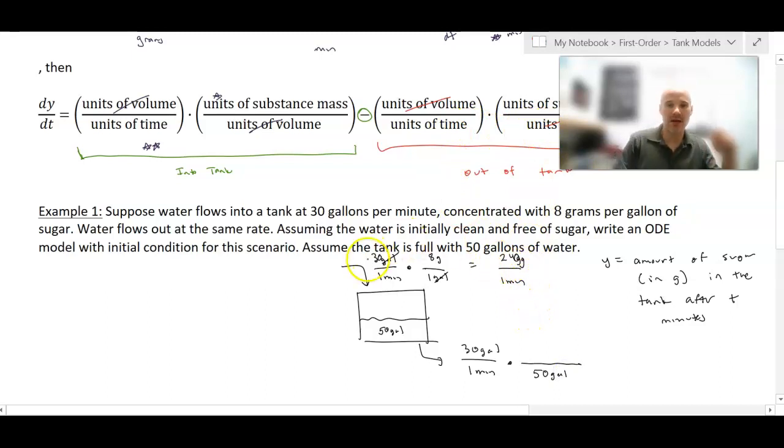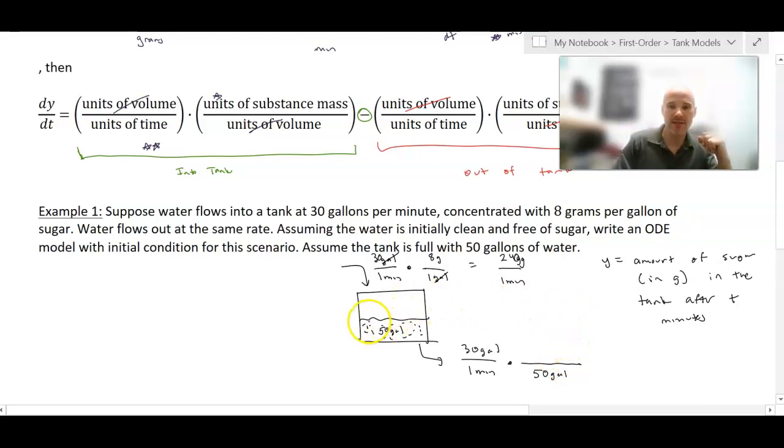Now keep in mind that what's coming in is only concentrated per gallon, but what is coming out is dependent upon how much volume there is in here, because remember that all of those grams that come in are going to be equally mixed within that 50 gallons. So we have to take the number of grams that we have in that 50 gallons and divide it by the 50 gallons.